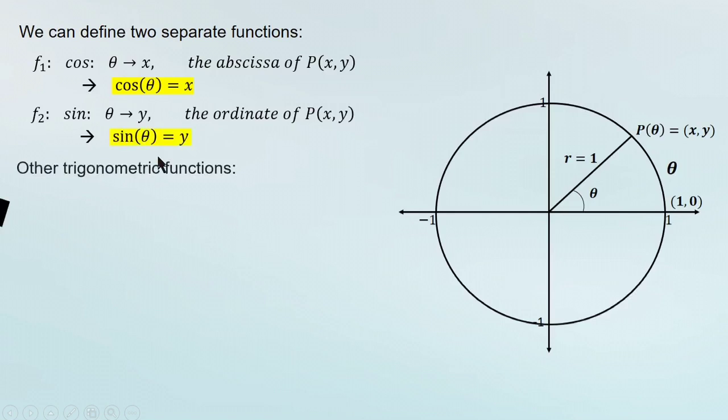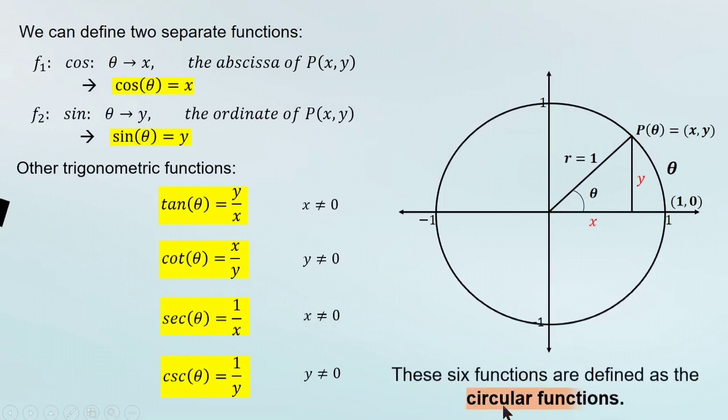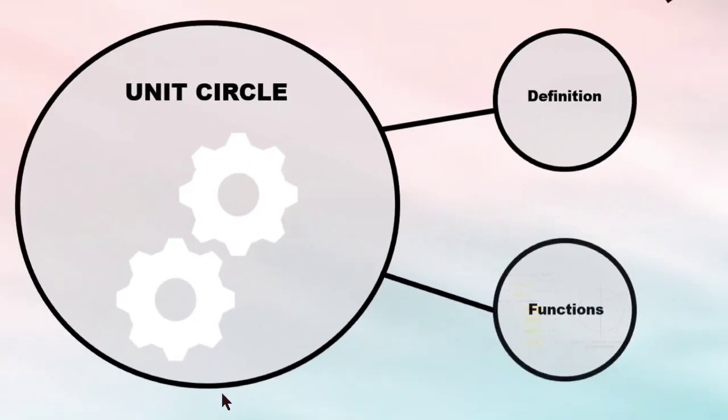We can also define the other trigonometric functions of theta. Remember SOHCAHTOA. TOA: tangent theta is equal to y over x, opposite side over the adjacent side, where x should not be equal to 0. Cotangent theta is equal to x over y, reciprocal of tangent, and y should not be equal to 0. Secant theta is 1 over x, reciprocal of cosine, and x should not be equal to 0. And cosecant theta is equal to 1 over y, reciprocal of sine, and y should not be equal to 0. These 6 functions are defined as the circular functions: cosine, sine, tangent, cotangent, secant, and cosecant.